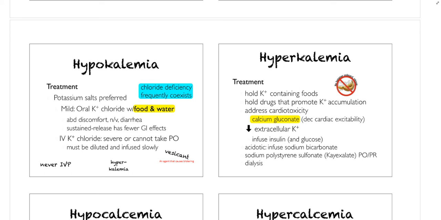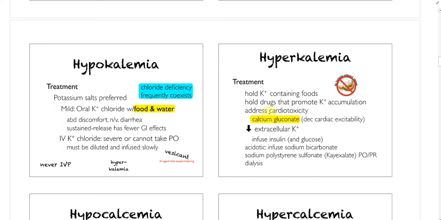And if we've got hyperkalemia, then we're going to treat by holding any extra potassium. Don't give them any nanners. We don't want to give them any drugs that promote potassium accumulation, so we're going to hold off on our spironolactone or triamterene, which are our potassium-sparing diuretics.